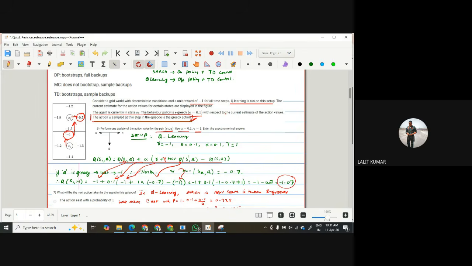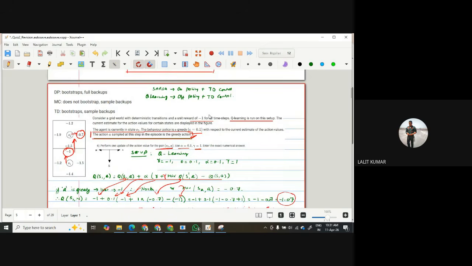Now a very important question they have asked. What will be the next action taken by the agent in this episode? Just now we have covered these concepts. Can anyone answer this question? It is Q learning. So what will be the new action? East, I think. Why? Because it is the max in S2.